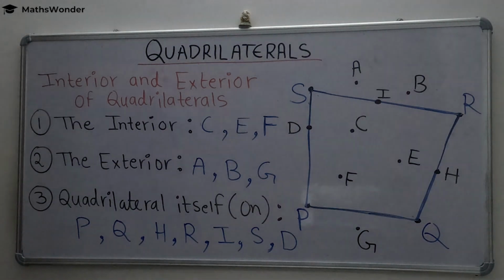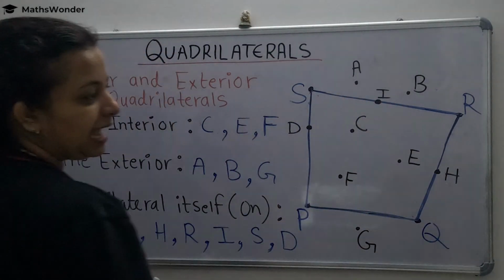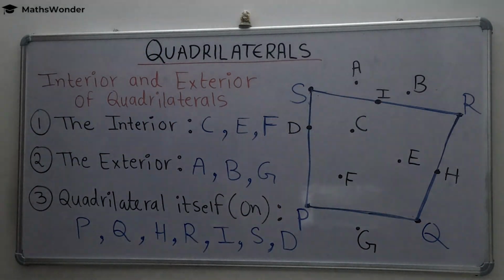A quadrilateral is a geometrical figure consisting of 4 line segments enclosing a portion of a plane. The portion of a plane enclosed by a quadrilateral is called a quadrilateral region. The boundary and the interior of the quadrilateral form a quadrilateral region.